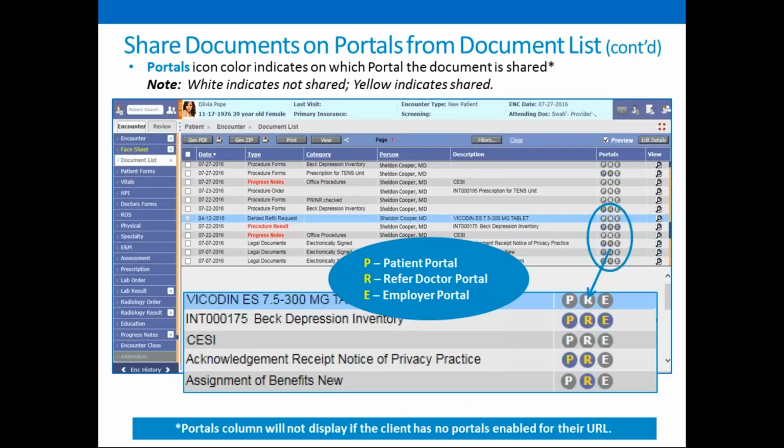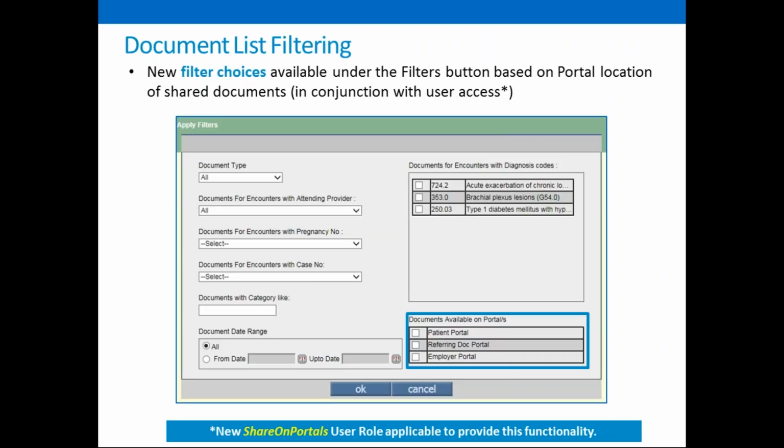And then because of this, there's a new column added to your document list to indicate when a document has been shared. So they'll have little icons there, a P for patient portal, R for referring doctor portal, and E for the new employer portal. And it will be gray and white when not shared, blue and yellow when shared. You also can filter accordingly. So if you want to look at only documents that have been shared on one or more of those portals, we've added that into the filtering.